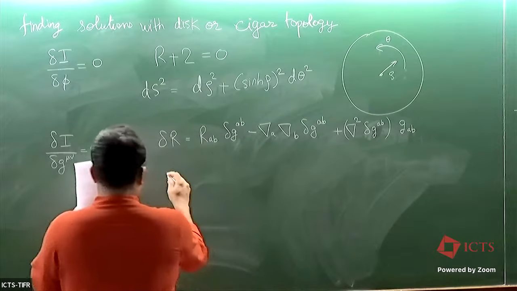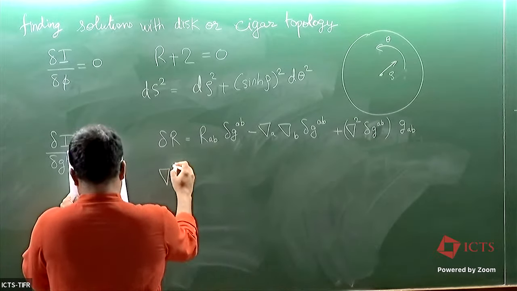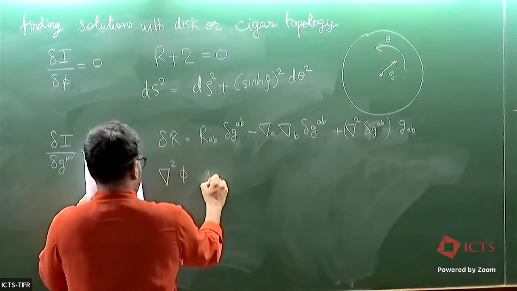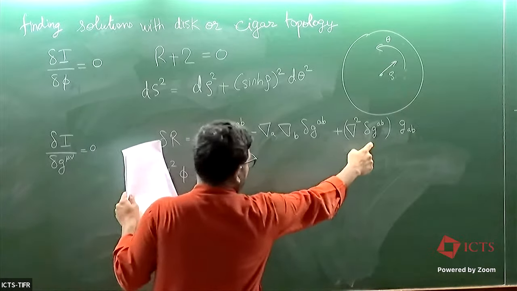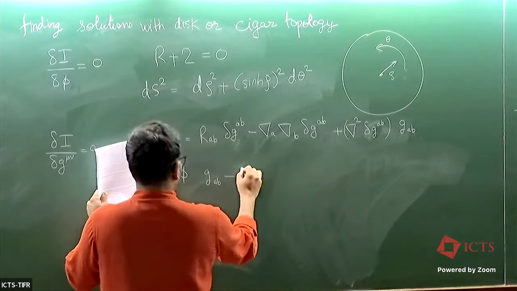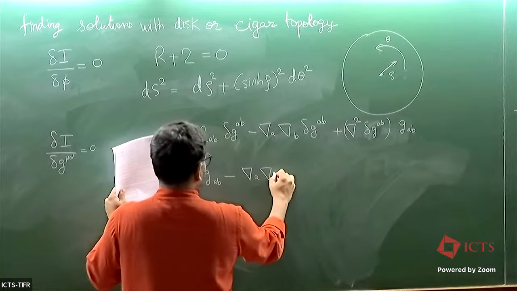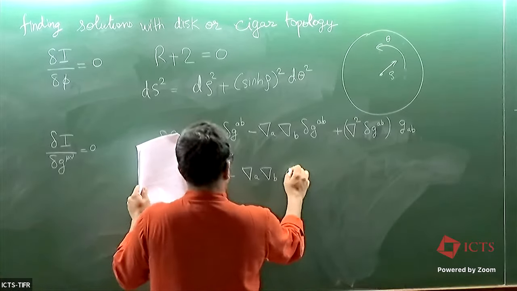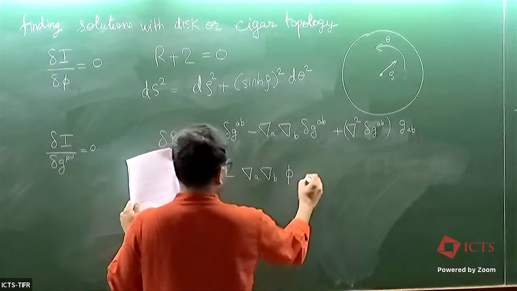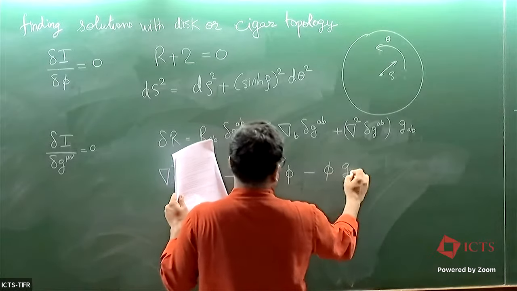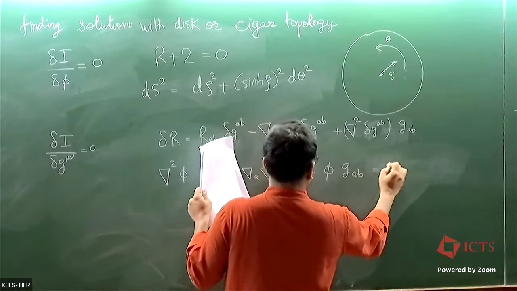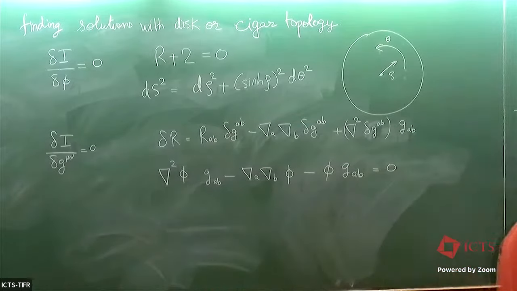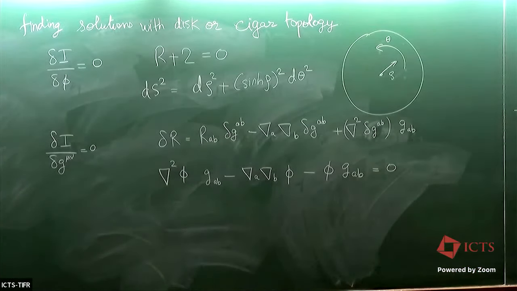The upshot is that you get the equation grad square phi g_{ab}. This is a term that comes from here, minus grad_a grad_b phi, that comes from integrating this by parts, and then this minus phi g_{ab} equal to 0. Okay, so this is the equation of motion. You vary the metric and you got this equation of motion.